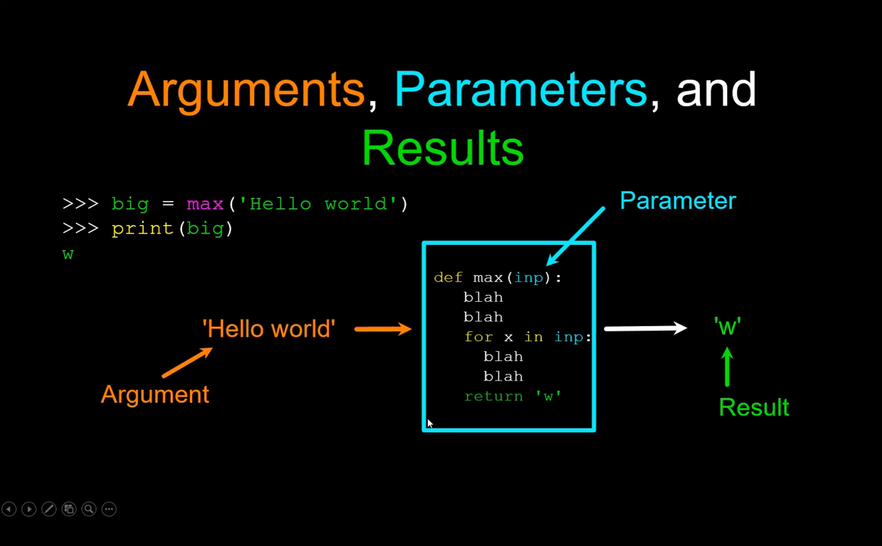Okay, so basically an overview: we had an argument, which is what we pass to the function. The parameter is where that argument is saved inside the function, and we have the result, which is the value we're going to return inside our function.